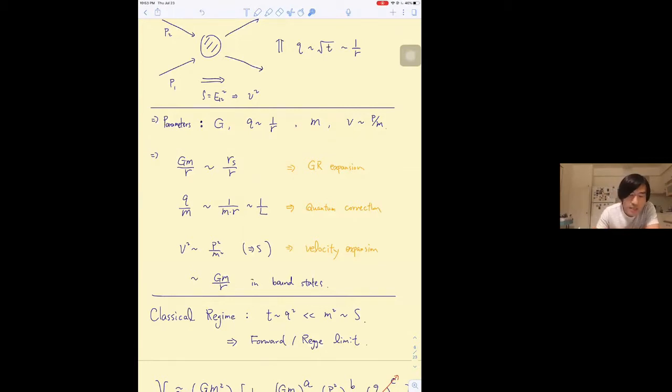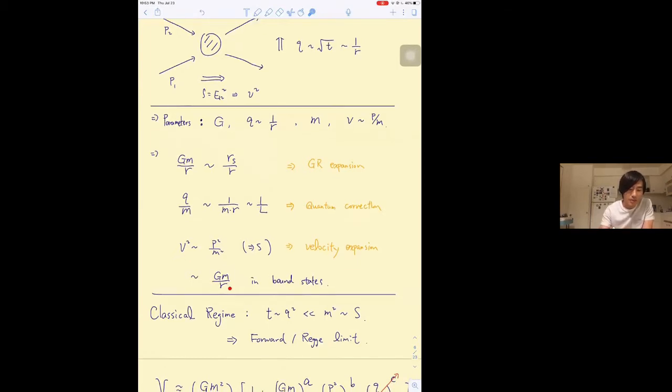So the final expansion parameter is v squared coming from velocity. In a typical scattering event, of course, this v squared corresponds to the s parameter. S is independent from the t parameter. But for bound orbits, like a circular orbit, we know from the virial theorem that v squared is of the same order as Gn over r. So for bound states, these two are not independent parameters. So these are the basic parameters, or the expansions, we have in this system.